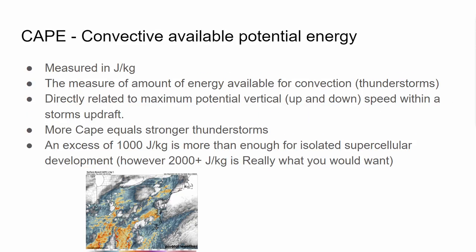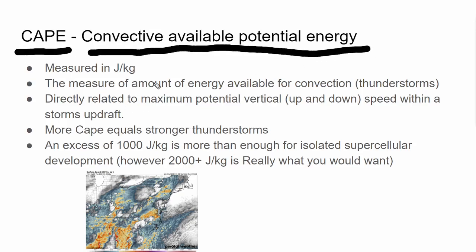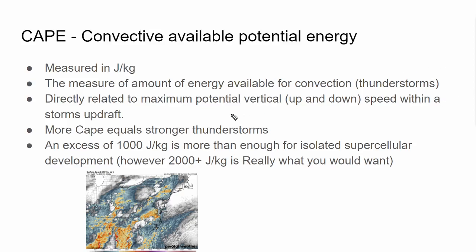Now, this is one of the most common thunderstorm ingredients, severe weather ingredients, however, just convective ingredients. You guys have heard me talk about this a lot. This is CAPE, which is convective available potential energy. It is measured in joules per kilogram. Like I said, you guys have heard me talk about this many different times.